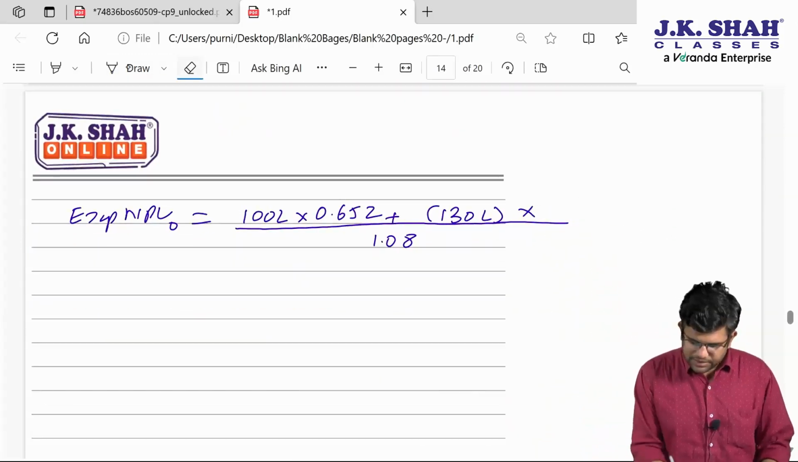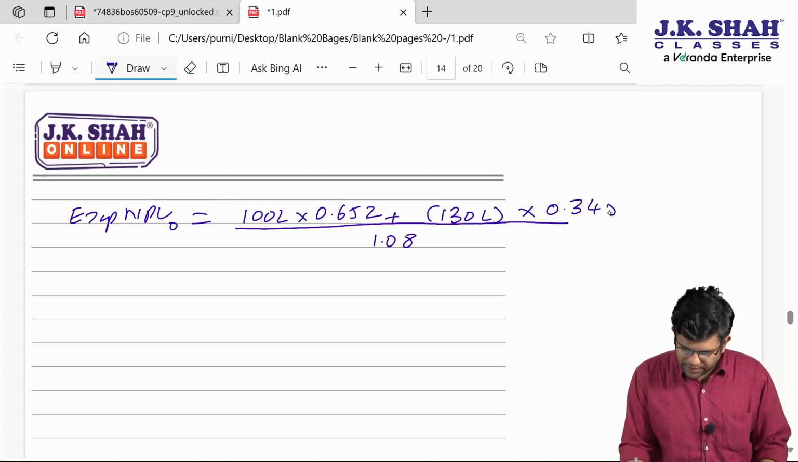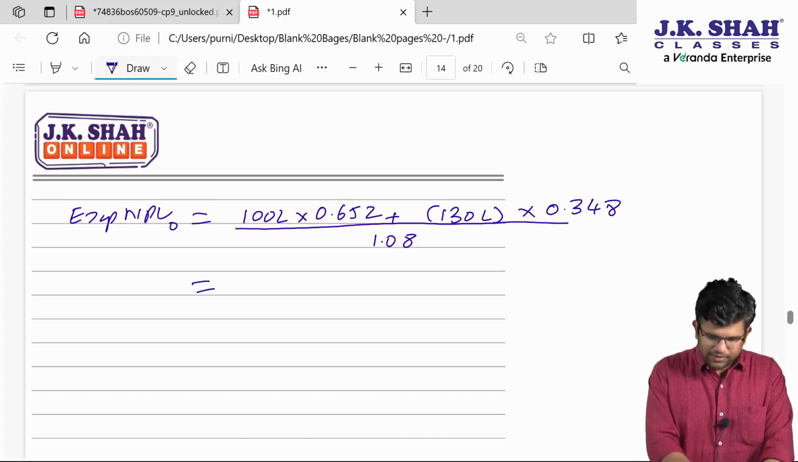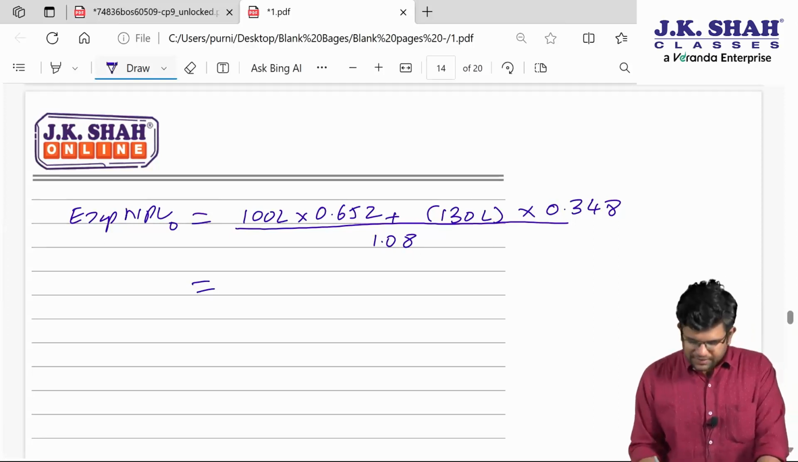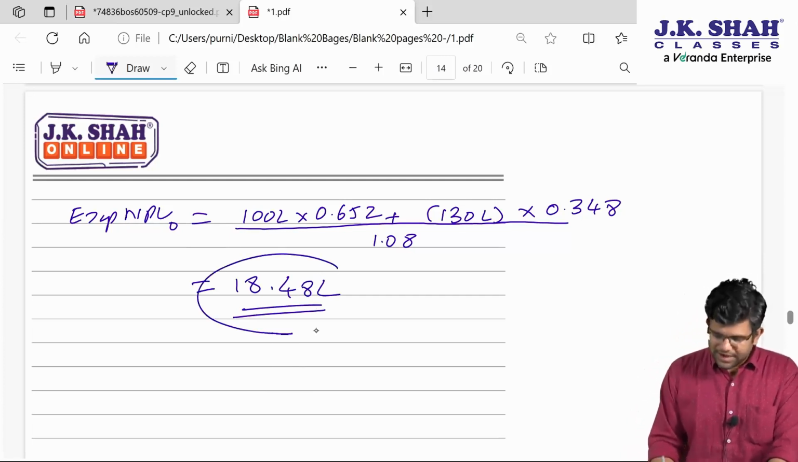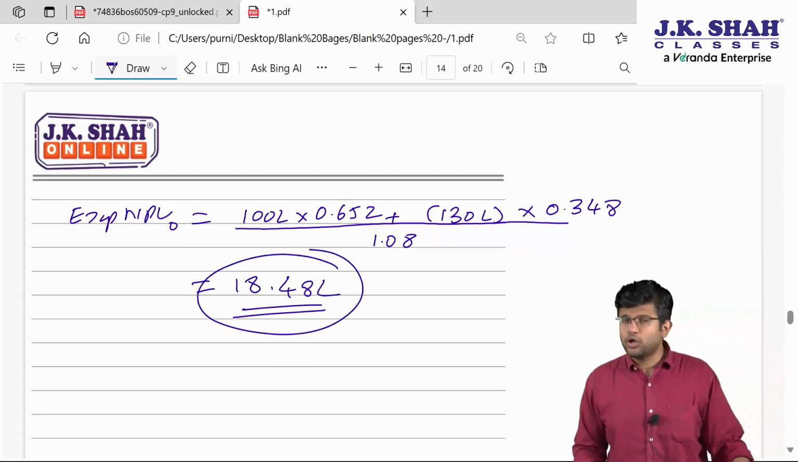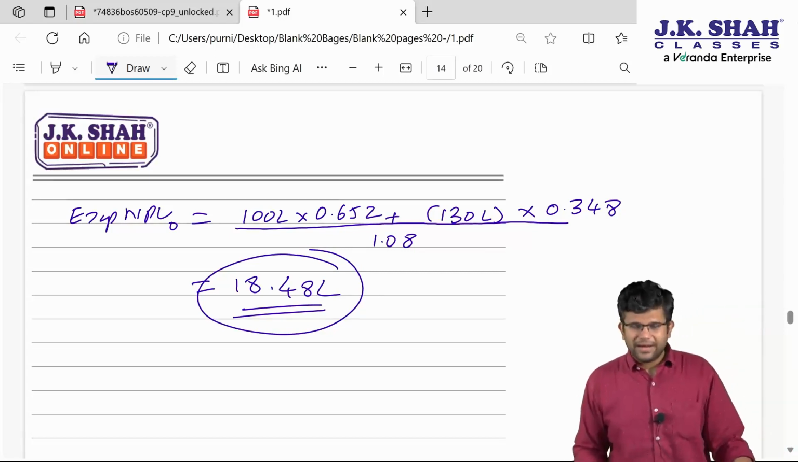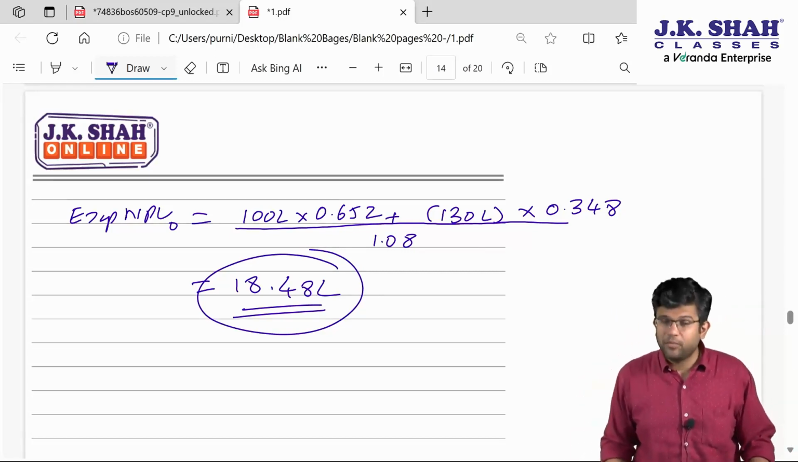So I'll write here 0.348. And if I take the calculator now, 100 into 0.652 plus 130 into 0.348 minus, divided by 1.08, and this comes to 18.48 lakh. That means if you decide not to start now, but if you decide to start after a year, can I say the NPV turns out to be positive?